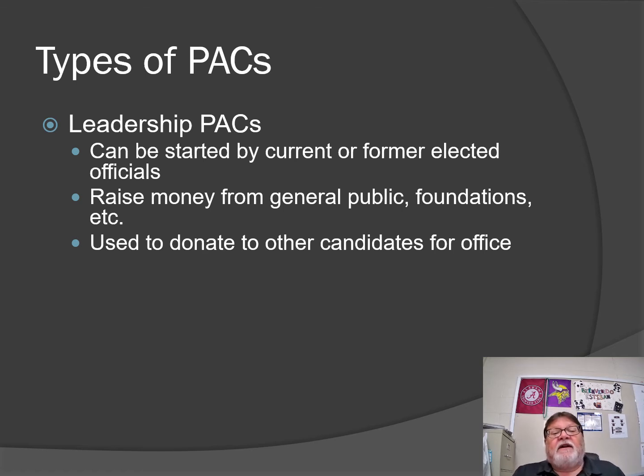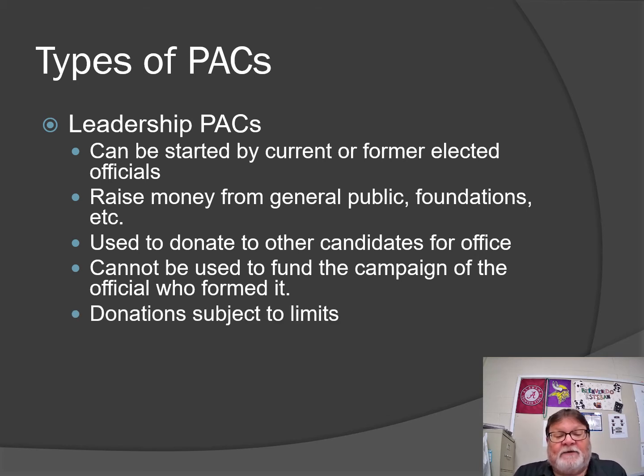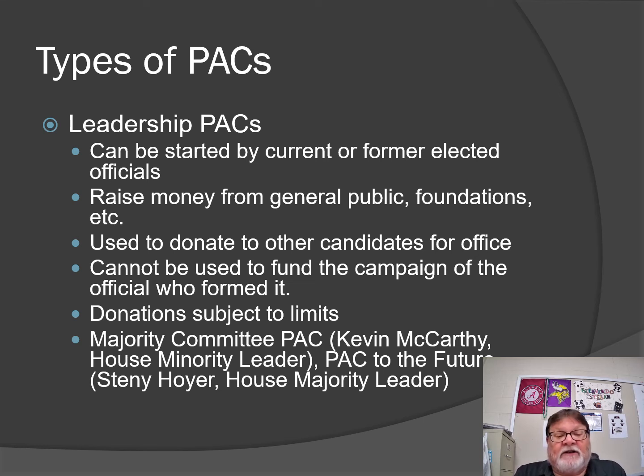So this is different now. It's a politician-started PAC that raises money and then distributes it to other candidates to get them elected. Mitch McConnell's is going to get senators elected from the Republican Party. Chuck Schumer's is going to get senators elected from the Democratic Party, that kind of thing. They cannot be used to fund the campaign of the official who did it. So if it's Chuck Schumer's, he can't use the money in there to fund his own campaign. It's got to be somebody else's campaign. These are really interesting because this is how they get people on their side. This helps them with leadership. The donations, again, are subject to limits.